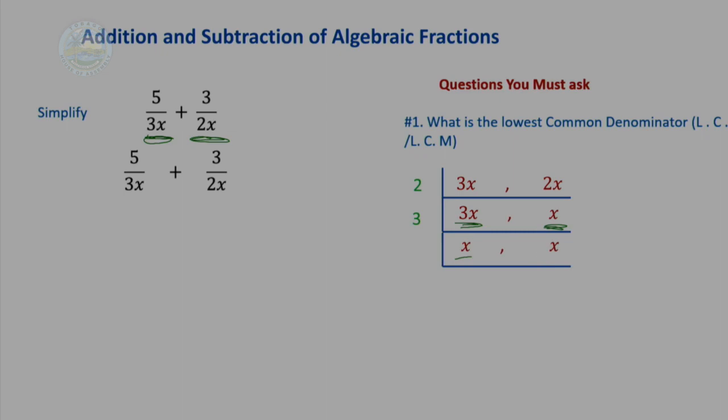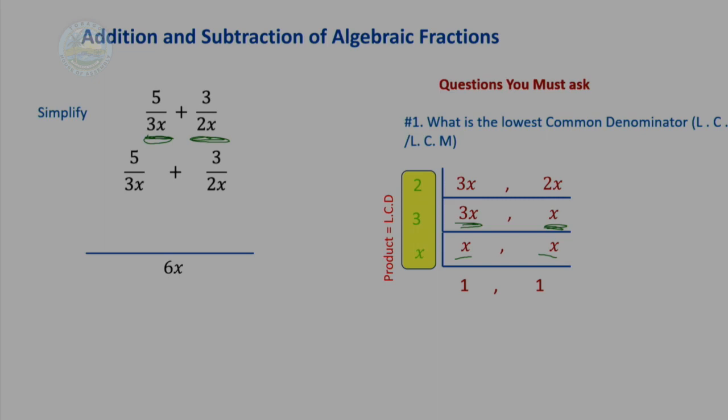Now we have x, x. What can divide x, or both? It's going to be x, right? X into x is 1. We now can make our prediction. Our lowest common denominator is going to be all of these multiplied. The product of these gives us our lowest common denominator. Our lowest common denominator here is going to be, that's right, 6x.